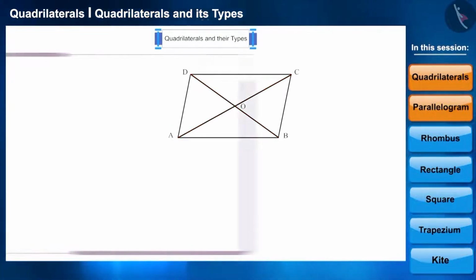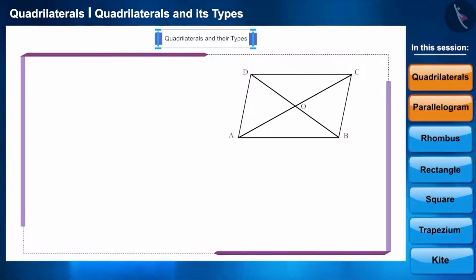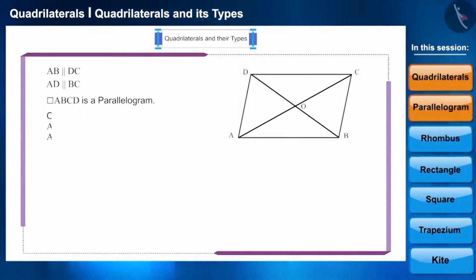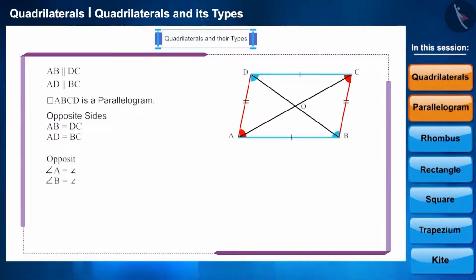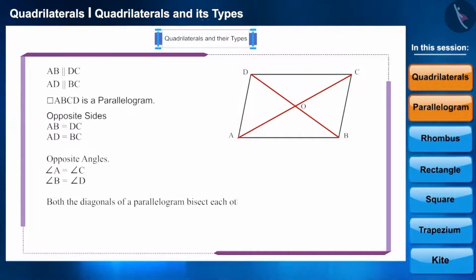If a quadrilateral has a characteristic that its opposite sides are parallel, then these types of quadrilaterals are called a parallelogram. Friends, we know that opposite sides and opposite angles in a parallelogram are equal, and its two diagonals bisect each other. Hence, we can say that OA is equal to OC and BO is equal to OD.